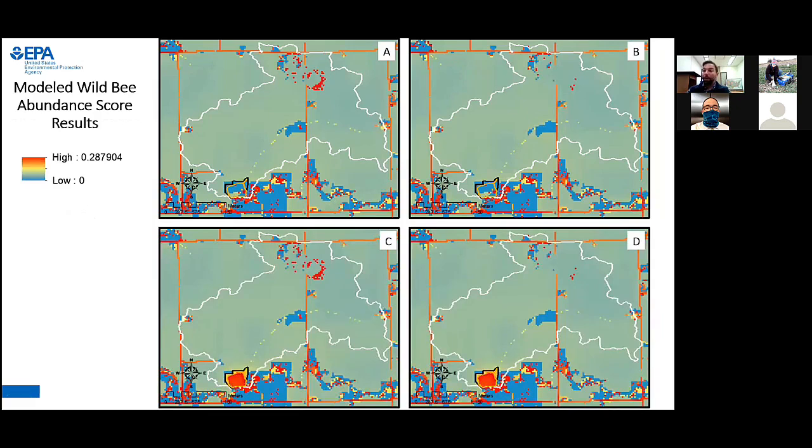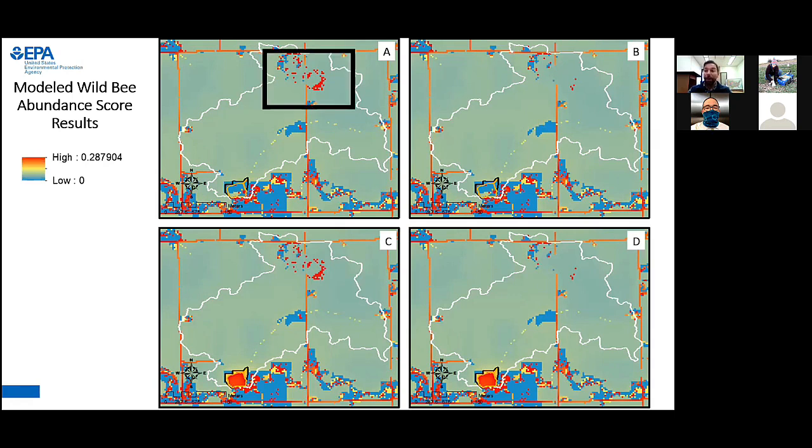And for wild bee abundance, here is an example modeled catchment shown with each panel representing one of the 4 scenarios. So this is one catchment and each panel represents a different scenario. Panel A shows the baseline no change scenario. Panel B shows the improved drainage scenario. Panel C shows the water quality wetland scenario. And panel D shows the all-in scenario with drainage improvements and water quality wetlands. And hot colors here indicate higher wild bee abundances than cooler colors.